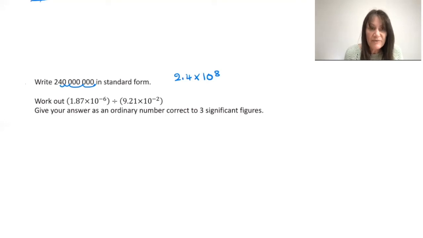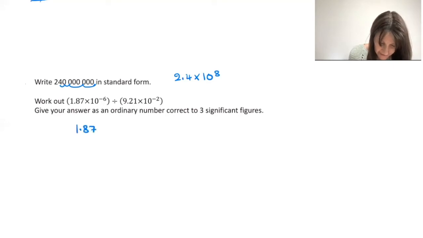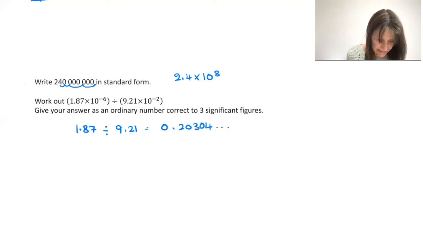Okay, we've then got to do our division. Remember what I said before, don't put the whole thing in the calculator and just write an answer. We're going to do the numbers first. 1.87 divided by 9.21 is equal to 0.203, and I might just do a little bit more, on and on it goes. We've then got 10 to the negative 6 divided by 10 to the negative 2. Remember that the take away creates that positive, so minus 6 plus 2 is going to give me 10 to the minus 4.